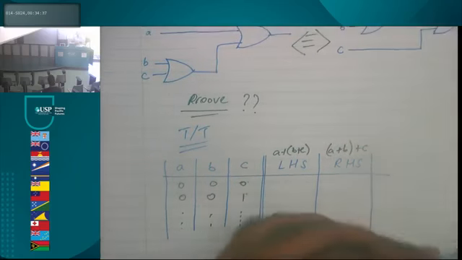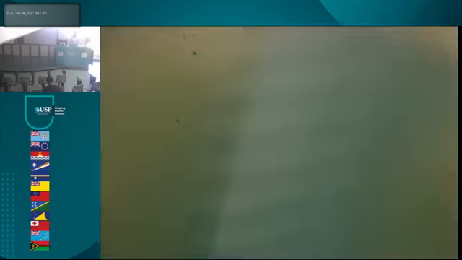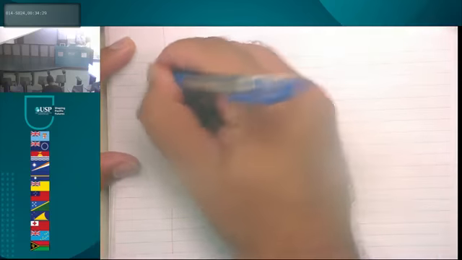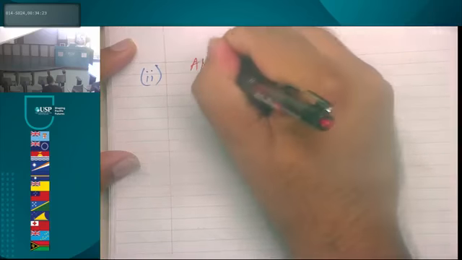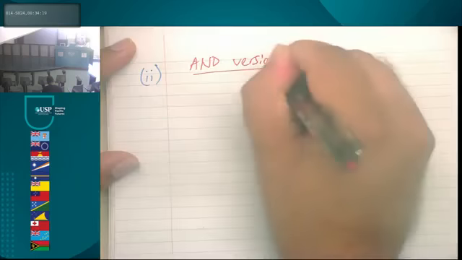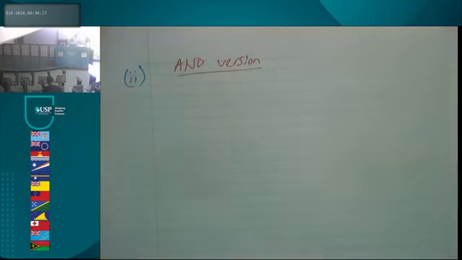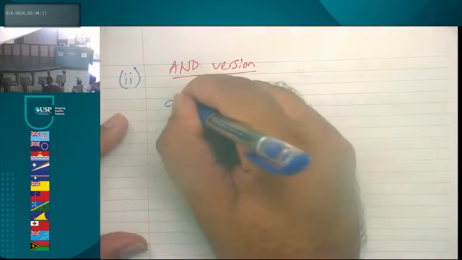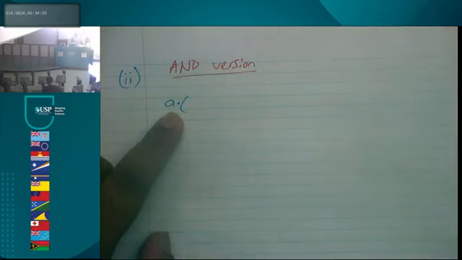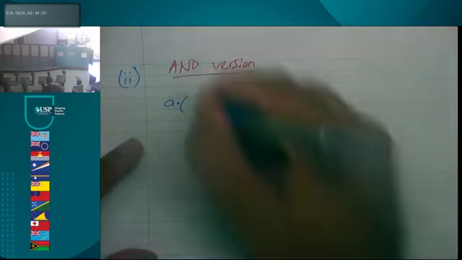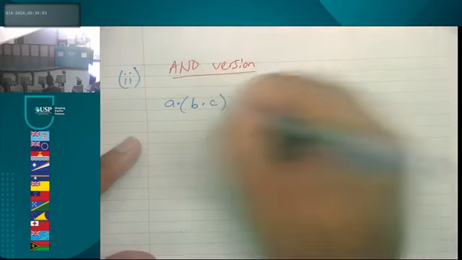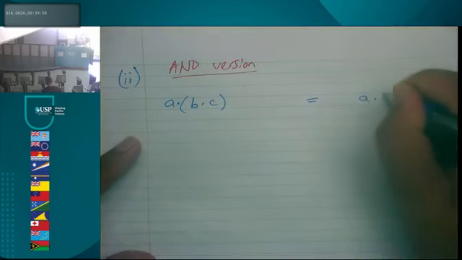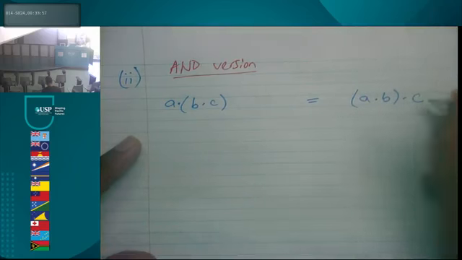Let's move on to the next theorem. Actually, it's not the next theorem. It's the same theorem, but the AND version. In terms of Boolean algebra, look at the little dot. We don't call it dot, we don't call it multiply, we call it AND. A and in brackets B and C will be the same as A and B in brackets, and then and C.